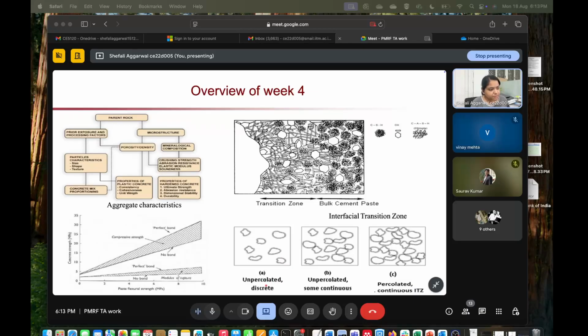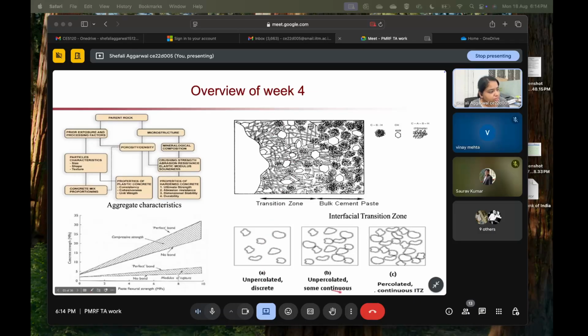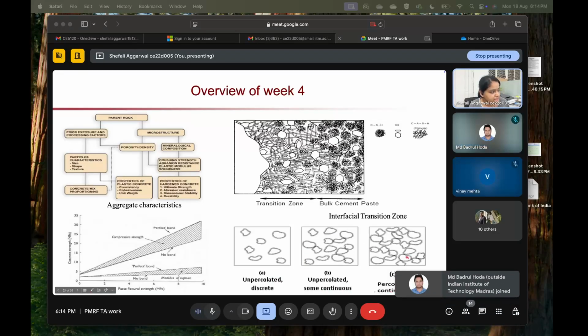So what is happening, if you can see in this case, this is your aggregate and this is your interfacial transition zone. Since your interfacial transition zone mostly consists of ettringite and calcium hydroxide, the porosity of this area will be very high and the density will be very low. So this can be a weak zone in your concrete system. So if you have a continuous ITZ, what will happen?